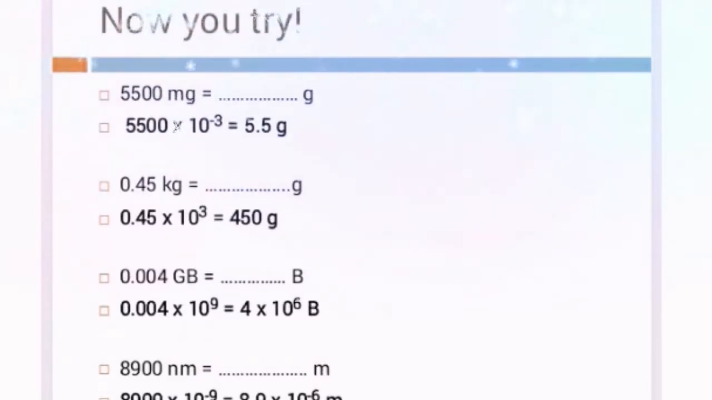Now, these are some problems for you to try. Changing 5,500 milligrams into grams, 0.45 kgs into grams, 0.004 gigabytes into bytes, 8,900 nanometers into meters. Now, starting with the 5,500 milligrams, you simply multiply the 5,500 by the number represented by the prefix, which is 10 to the minus 3, giving you 5.5 grams. Now, you do the rest.